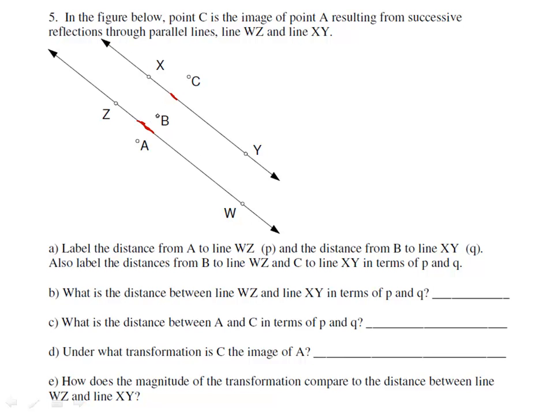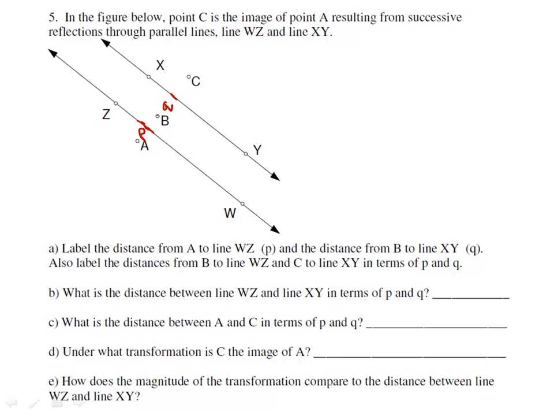B is the reflection of A across WZ, and C is the reflection then of B across XY. So it started with A and ended up at C. Label the distance from A to line WZ as P. Okay, so this is P. And the distance from B to line XY, Q. So this is Q.